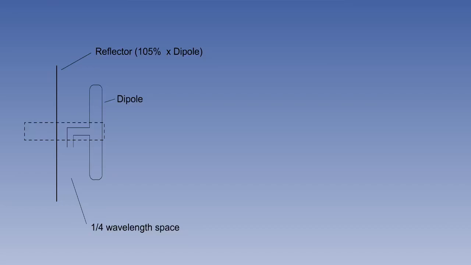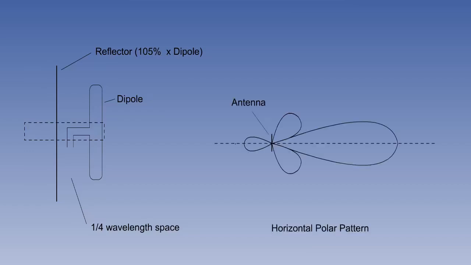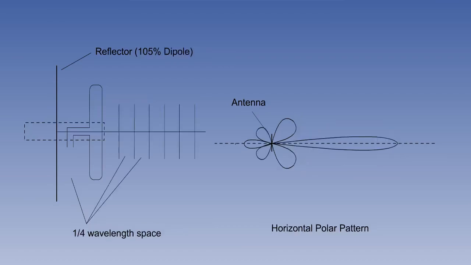If we place a metal plate 5% longer than the antenna at a distance of a quarter of a wavelength from the antenna, and in the same plane, it will act as a reflector. This reflector re-radiates the energy 180 degrees out of phase, with little signal behind the reflector and increased signal in front of the antenna. The signal shape is shown here. This process can be taken further by the addition of other elements in front of the antenna, also spaced at quarter wavelength.